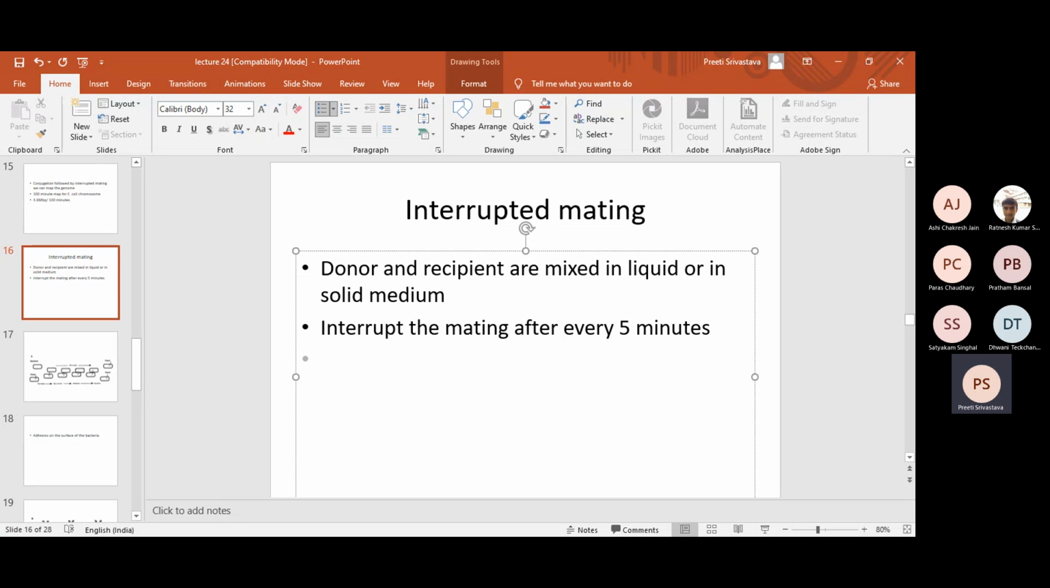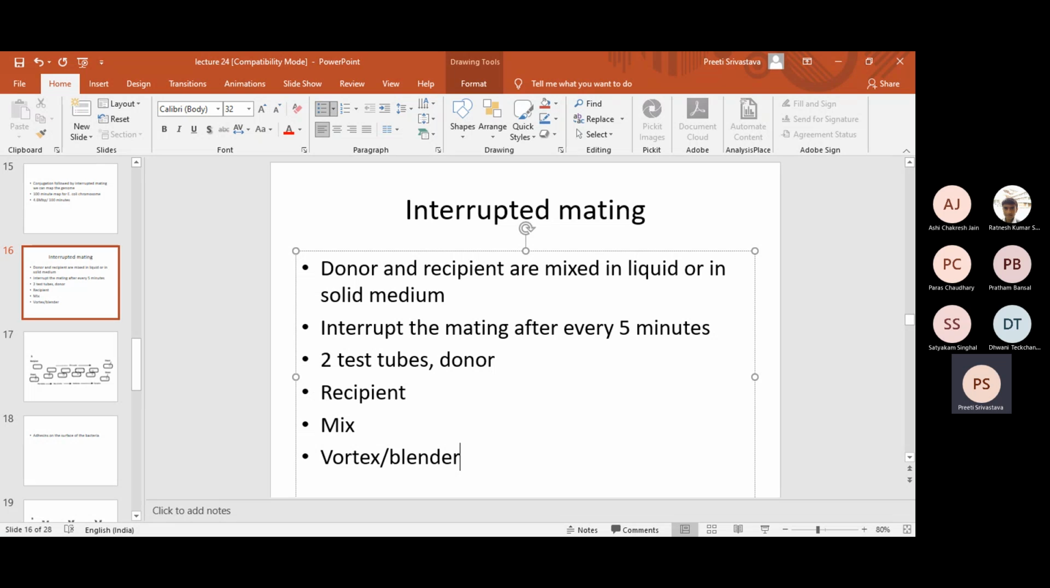This mating is interrupted by mixing; you can just put it in a vortexer or mixer blender. For example, you have two test tubes, one containing donor, one containing recipient. Mix. Put it in a blender. The moment you put it in a blender or you vortex it, the pilus, the contact between the donor and recipient, will be broken and the mating will be interrupted. The donor and recipient will get separated and mating will be stopped.